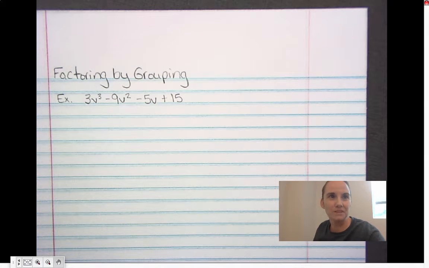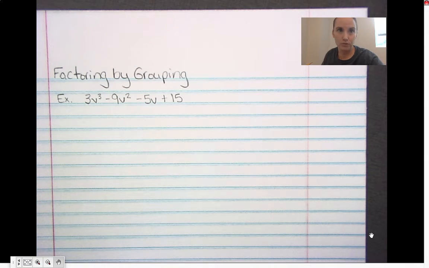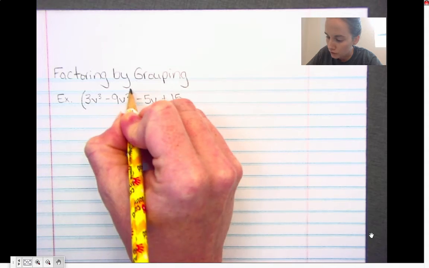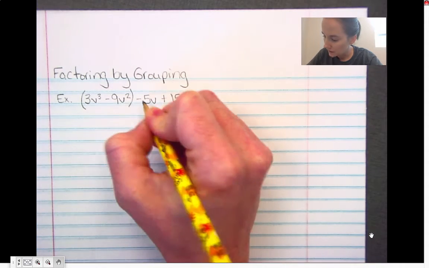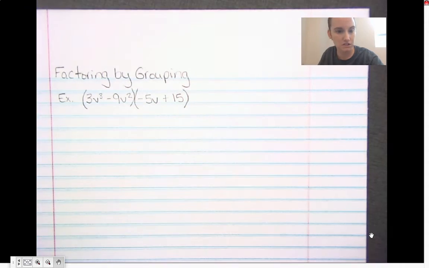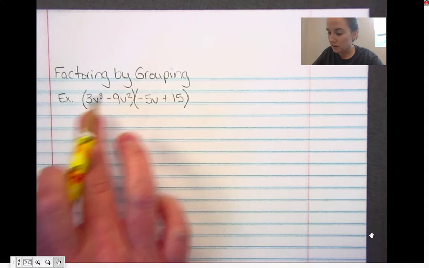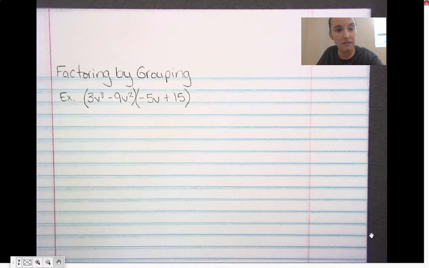Factoring by grouping. Anytime you have four terms, you should group them into two sets: the first two together, and then the last two together. Then within each of these two sets, you'll factor out a GCF.